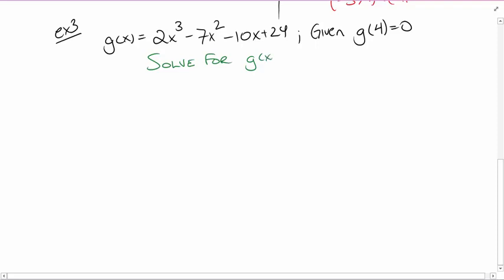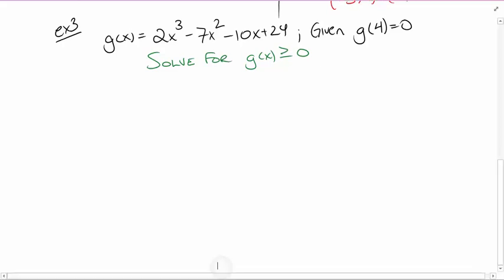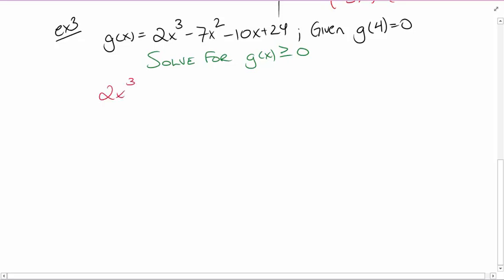Solve for g of x when g of x is greater than or equal to 0. I'm going to do this purely algebraically. In order to do this algebraically, I need to have 0 on one side of my inequality. So g of x needs to be greater than or equal to 0. I've got that. So the problem that I'm solving is this: 2x cubed minus 7x squared minus 10x plus 24 needs to be greater than or equal to 0.